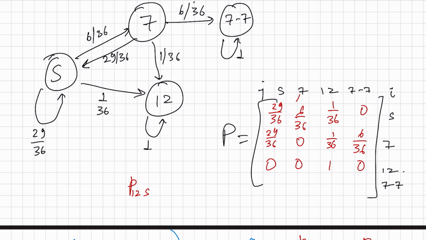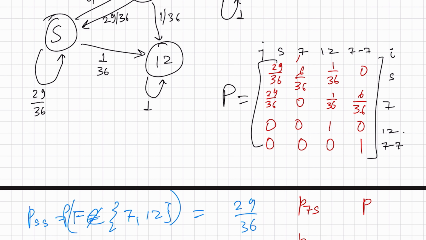Similarly for 7, 7. If you're in 7, 7, B has won, so you can't go anywhere except for staying in 7, 7. So this is very easy that way. And you see now the transition graph is fully covered as well. Well, this was half of the problem done. Now let's do the main equation part.